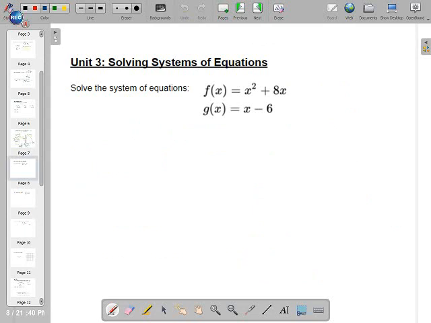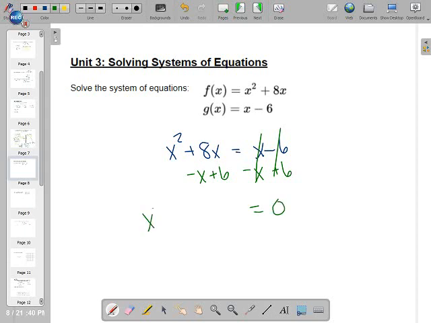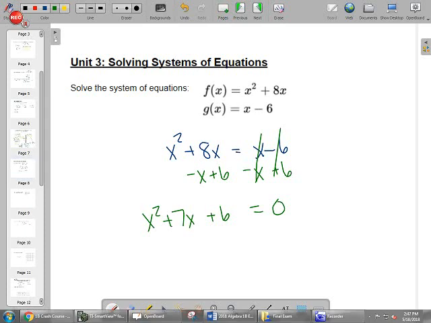Let's solve some systems of equations now. To solve systems of equations, if you have two outputs, you want to set them equal to each other. X squared plus 8x equals x minus 6. Now, this is a quadratic, so just like I did in Unit 1, I'm going to get everything on one side. So minus x plus 6, set it equal to 0. I have x squared plus 7x plus 6.